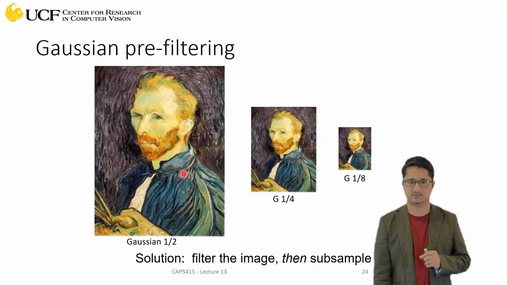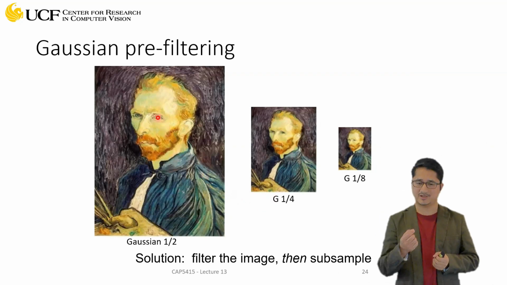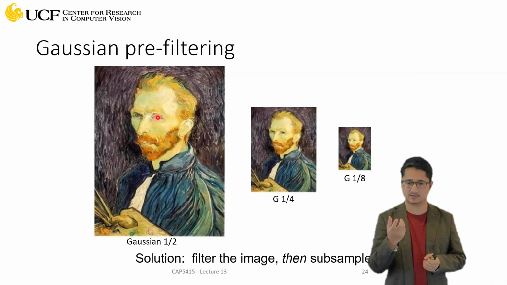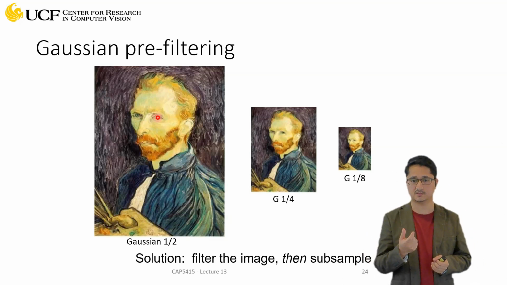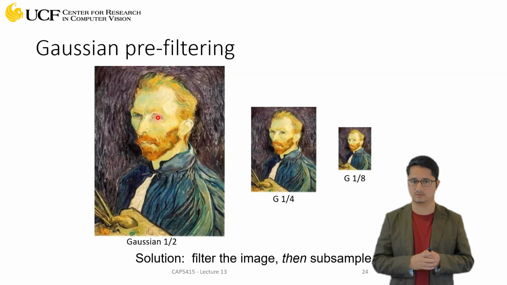Now, while you are doing that, what's happening is you're actually omitting those pixels. So you're clearly missing those out, right? If some important information is stored in those pixels, it will be gone. And that's why we need Gaussian pre-filtering.